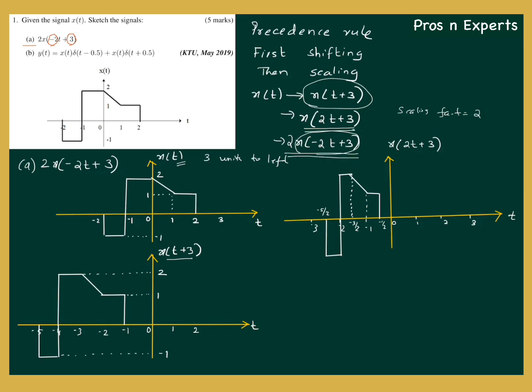You have to draw the flipped version of x of 2t plus 3 to get x of -2t plus 3. Okay, what is flipping or time reflection? It is just folding the signal about the y-axis. Okay, folding the signal about the y-axis. So flipping this signal gives you this value at -half goes to +half, right? +half here, right? So this amplitude goes to +half.